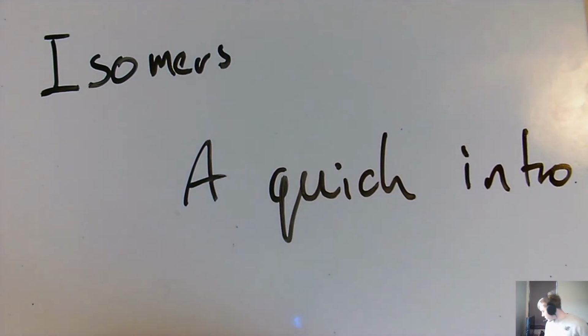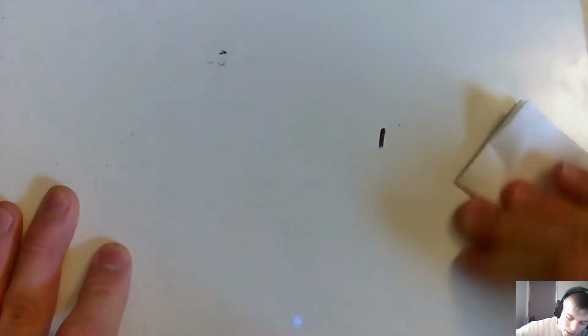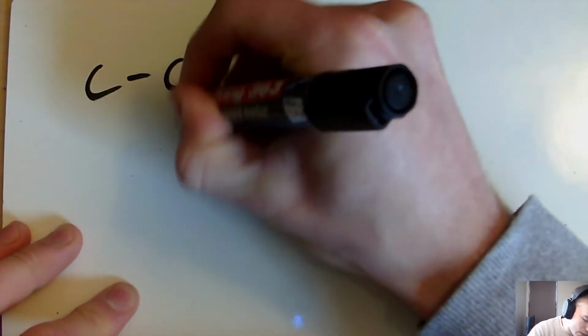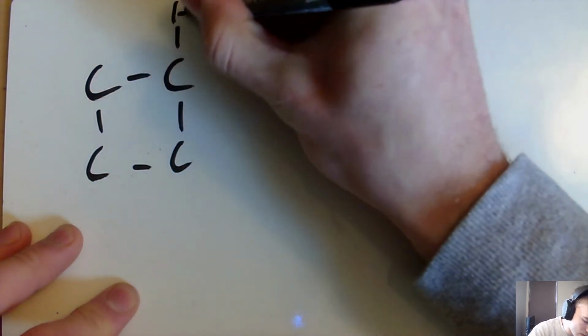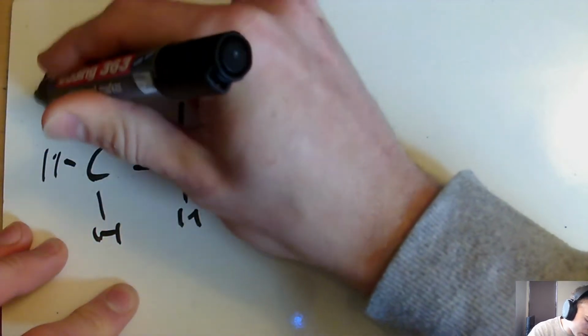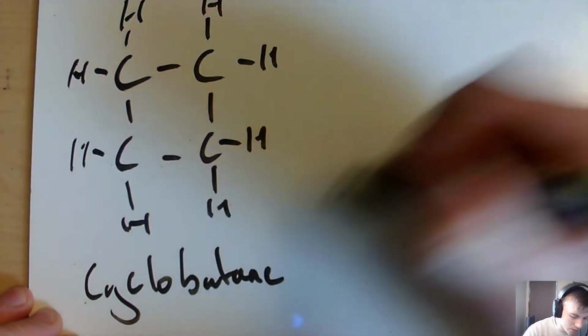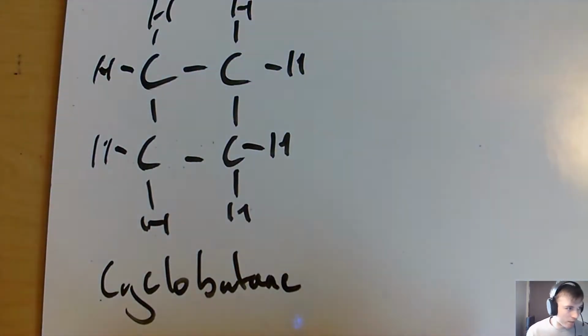When we're looking at isomers, we just want to find out how we can identify them and what we can do to make sure that they are correct. Isomers all have the same molecular formula, but have different molecular structures. So if I write out two here, I have cyclobutane. Apologies about the hydrogens. Cyclobutane.